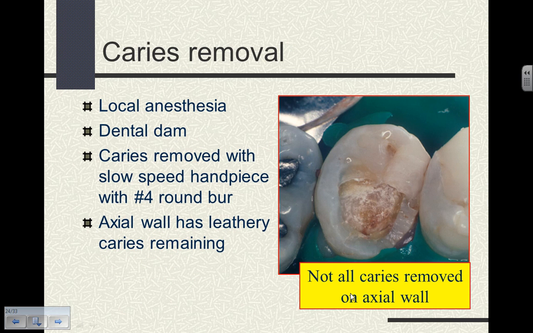We administer local anesthesia, place a dental dam while the patient's getting numb. We remove the caries with a slow-speed handpiece and a number 4 round burr. The axial wall still has leathery caries remaining. We haven't removed all the caries from that area.